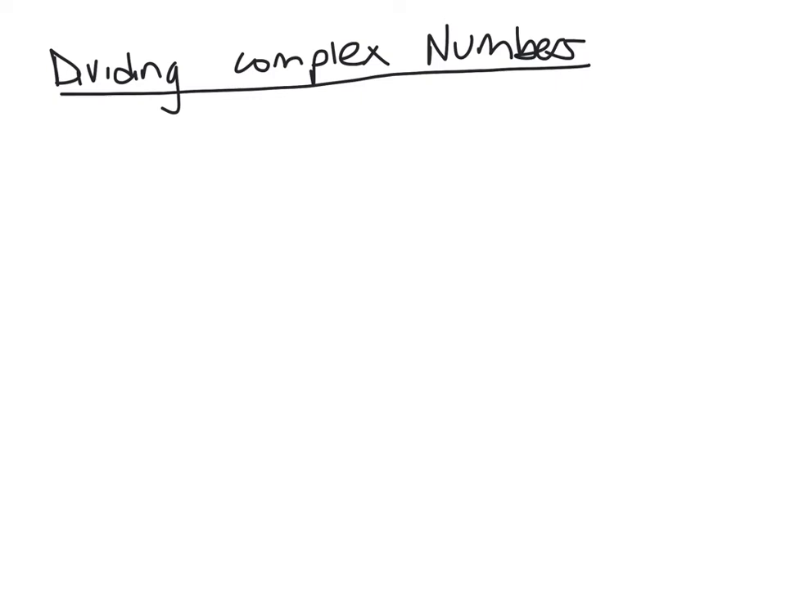So in the last video, you learned to add, subtract, and multiply complex numbers. But what about dividing complex numbers? When we're dividing complex numbers, we're talking about problems like 5 over 4i or 3 over 2 minus 3i. Things like that. Basically, I have i's in the denominator.